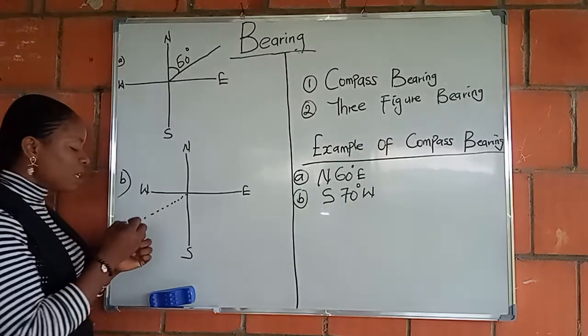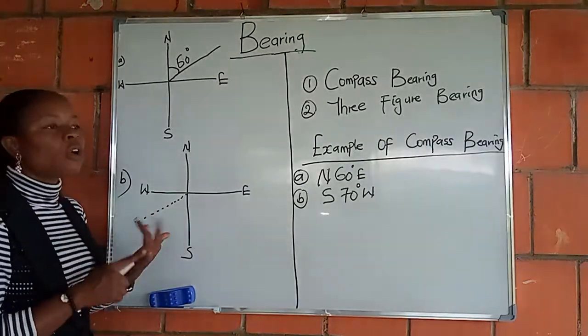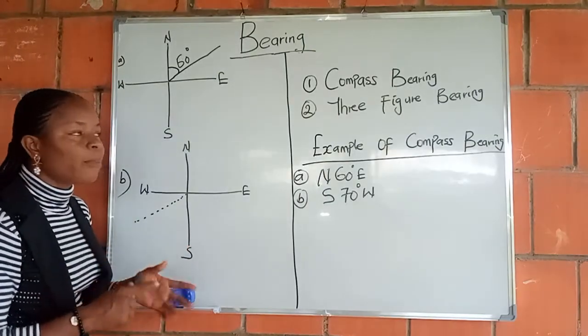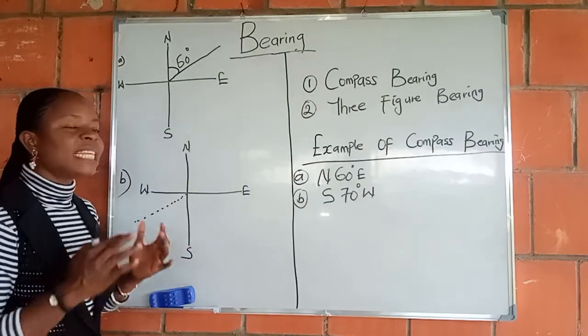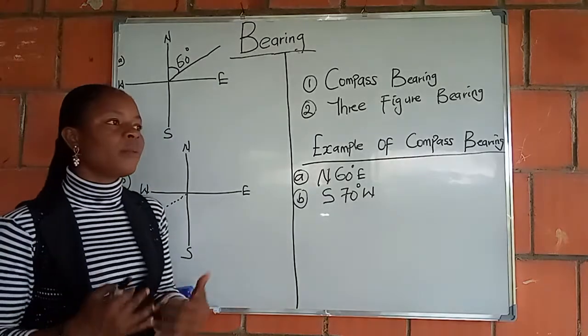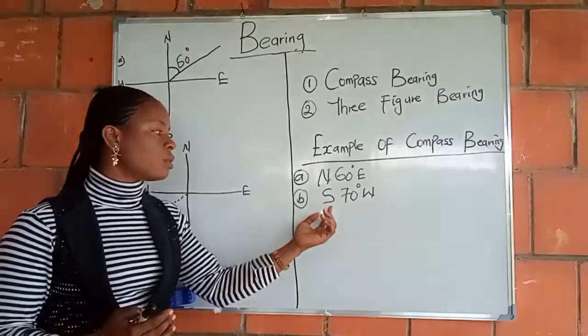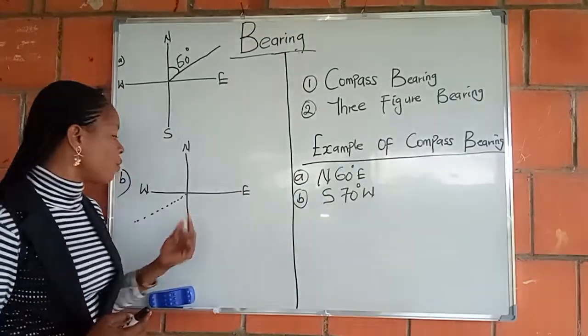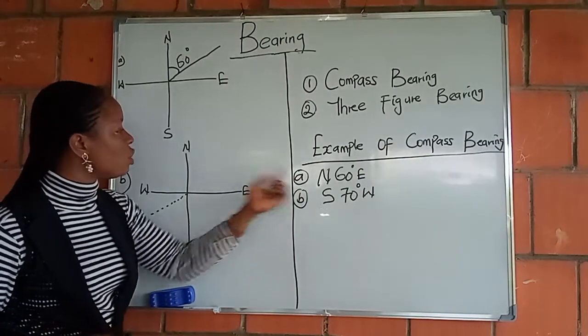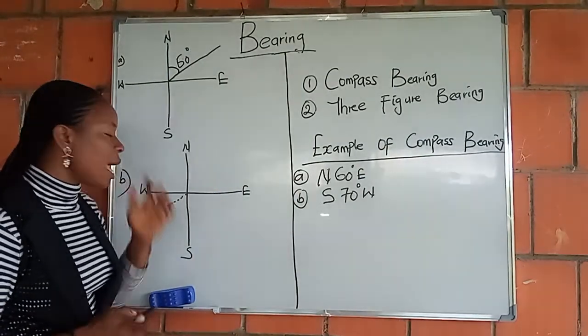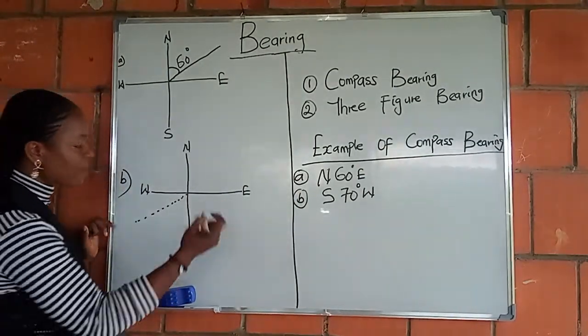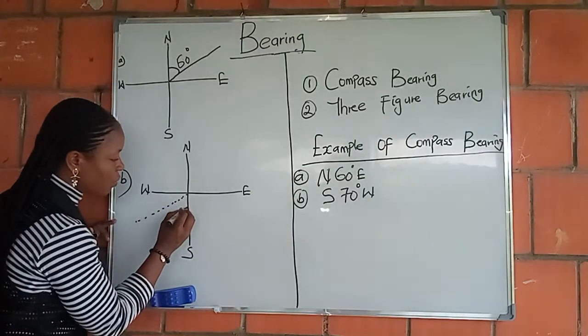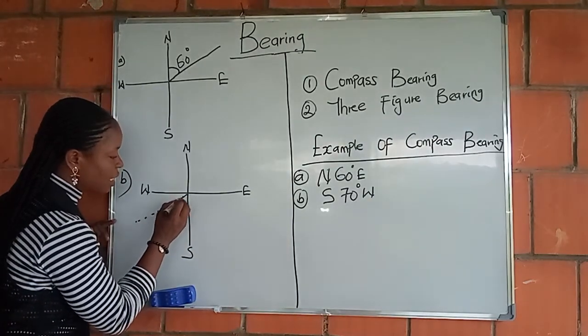So it measures only from the north pole or from the south pole. That is for compass bearing. It now depends on the question. If the question carries south, you indicate your measurement from south. If it carries north, you indicate your measurement from north. Now, since it is 70°, I will take my measures from here to the point where the 70 is.